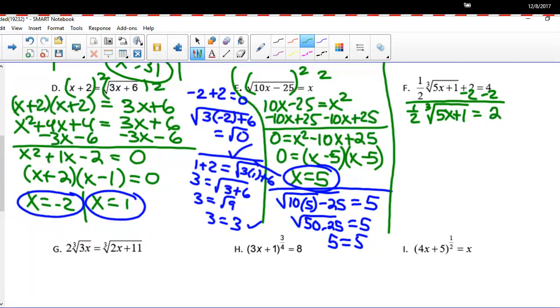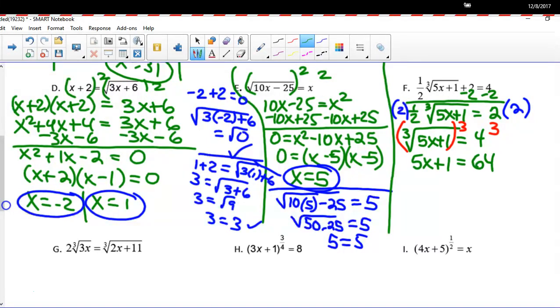Then we're going to undo the fact that they are multiplying by 1/2, multiplied by the reciprocal to cancel that out. Now we have third root of 5x plus 1. On the other side we have 4. We're going to cube both sides. Cube, cube. And when we do that, left side is 5x plus 1. Right side is 64. So that tells us that x is 63/5.